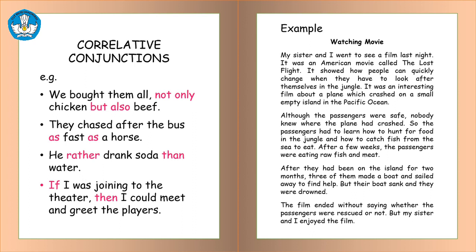Although the passengers were safe, nobody knew where the plane had crashed, so the passengers had to learn how to hunt for food in the jungle and how to catch fish from the sea to eat. After a few weeks, the passengers were eating raw fish and meat. After they had been on the island for 2 months, three of them made a boat and sailed away to find help. But their boat sank and they were drowned. The film ended without saying whether the passengers were rescued or not, but my sister and I enjoyed the film.